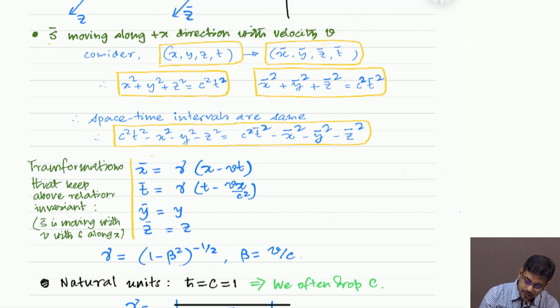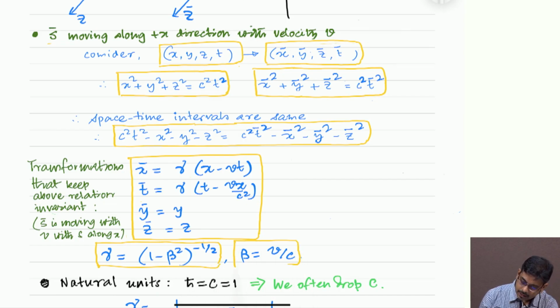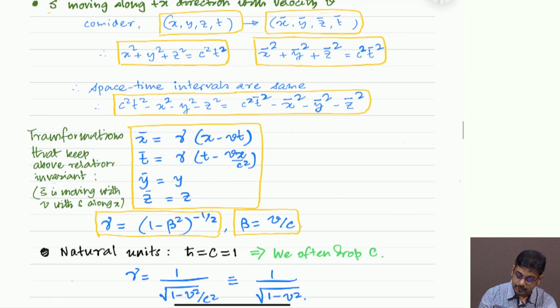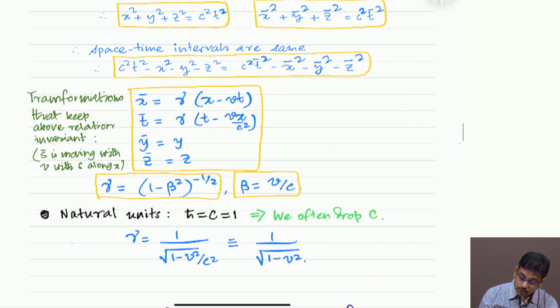Okay. What is the definition of gamma? The gamma is essentially defined by 1 minus beta square whole to the power minus half. What is beta? Beta is essentially v by c, the ratio of the velocity with respect to the velocity of light. Now, in h cross equal to c equal to 1 unit, which we just talked about, the natural units, we often drop c. So, the gamma will be essentially 1 by square root of 1 minus v square by c square.